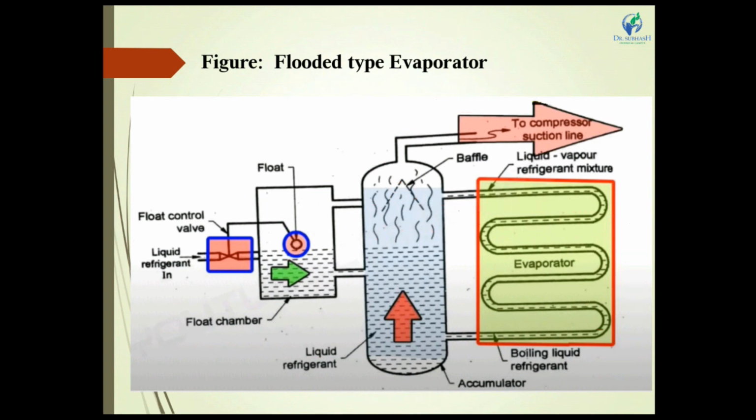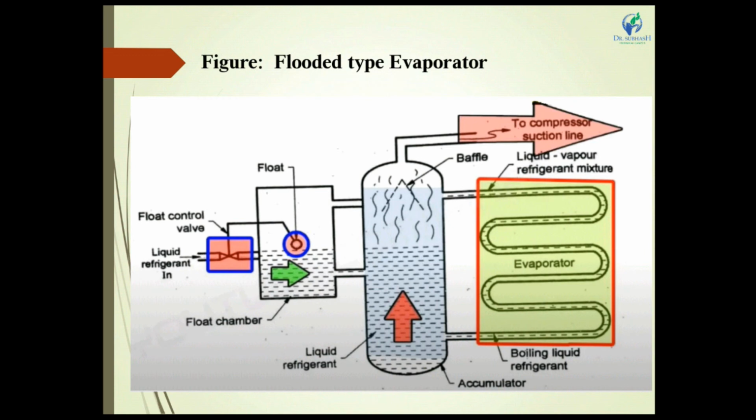Then all the vapor of the refrigerant passes through a single line to the compressor suction line. These are the function and working of the flooded type evaporator. The main function is that only liquid can enter the evaporator, to gain or absorb the maximum heat from the enclosed spaces. This is the main function of the flooded type evaporator.